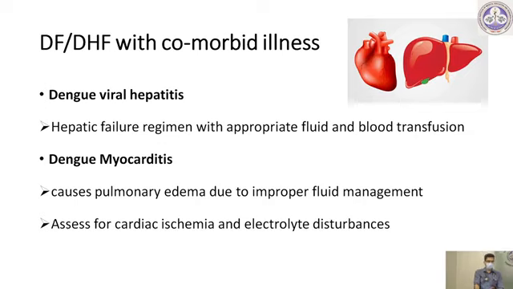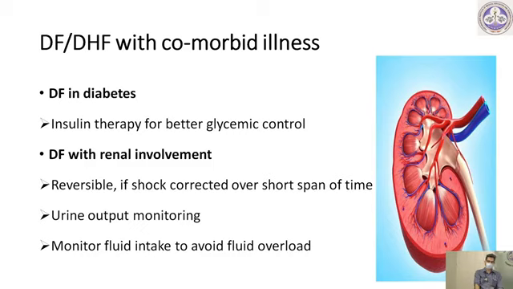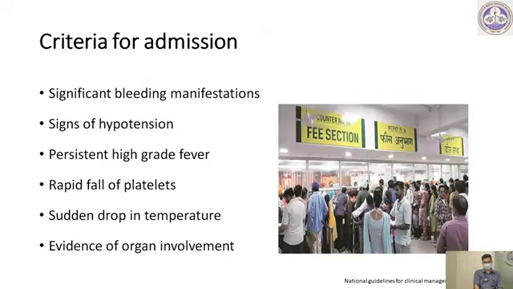In dengue fever with diabetes, insulin therapy is required for better glycemic control, as diabetes is a risk factor which leads to dengue hemorrhagic fever or dengue shock syndrome. Dengue fever with renal involvement is reversible if the shock is corrected over a short span of time. Urine output monitoring and monitoring of fluid intake to avoid fluid overload is very important in these cases.